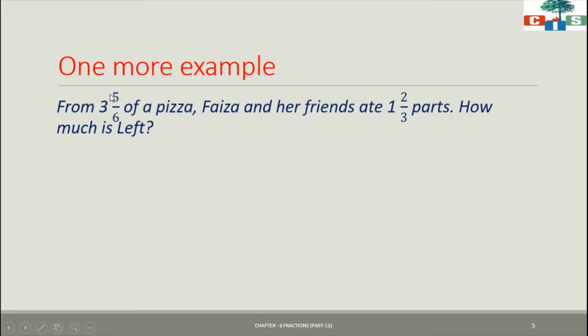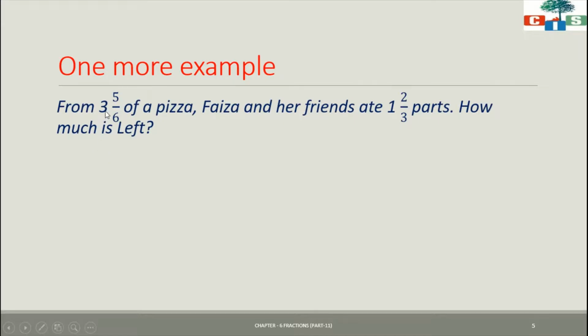From 3 5 upon 6 of a pizza, Faiza and her friend ate 1 2 by 3 parts. How much is left? What we have to find, how much part is left. Now scholars, we have to locate the keyword. So here the keyword is left. Since the keyword left is related to subtraction, it means that this story sum is also related to subtraction. So first of all scholars, we need to frame the statement.